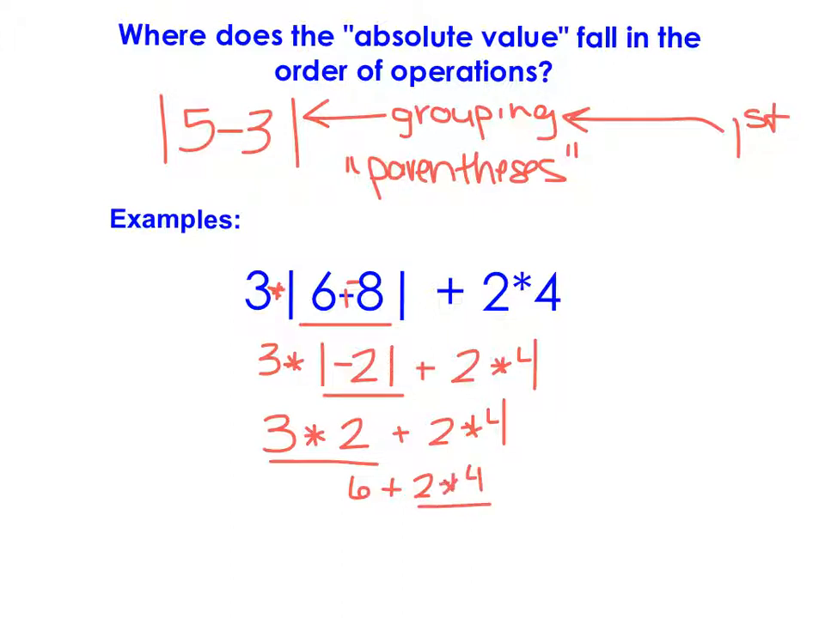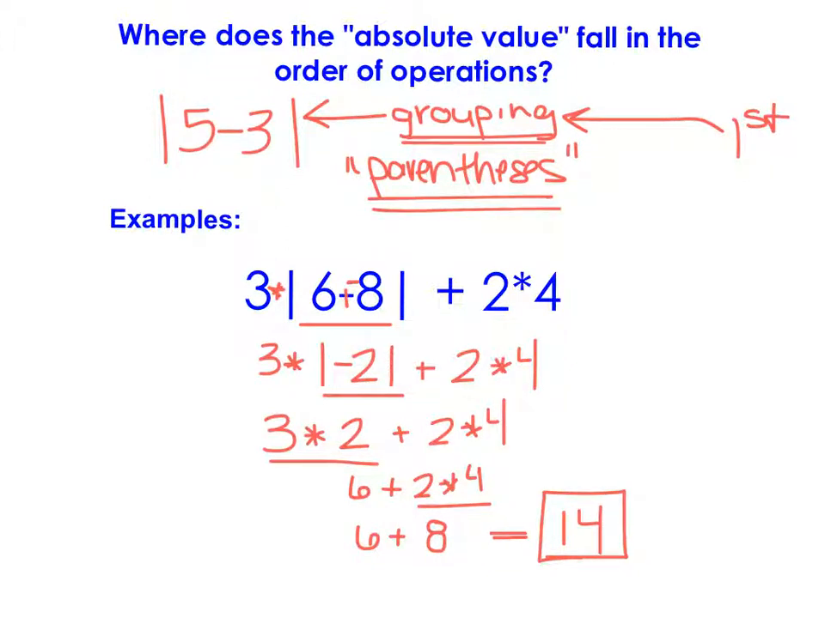I then see another multiplication. And 6 plus 8 is going to give me a final result of 14. So the important thing to remember with absolute value symbols is they are a grouping item in mathematics, and as a result, they fall in the order of operations under that parentheses category.